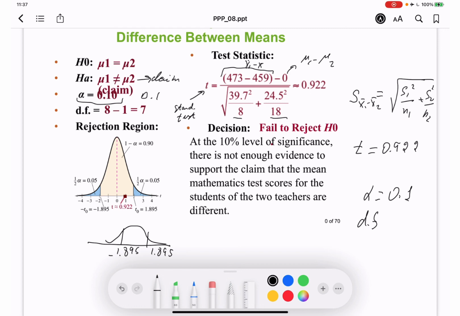Remember what I said, you choose the smallest one, the smaller sample size, which means the degree of freedom will be 8 minus 1, 7. So in the t-score table, you look for two-tail, right? Alpha for two-tail, 0.1. This is going to be your alpha here, and down here, it's going to be your degree of freedom.